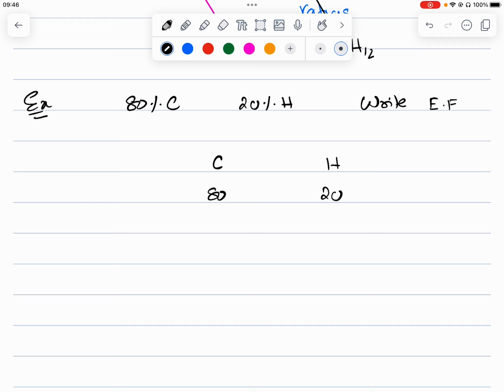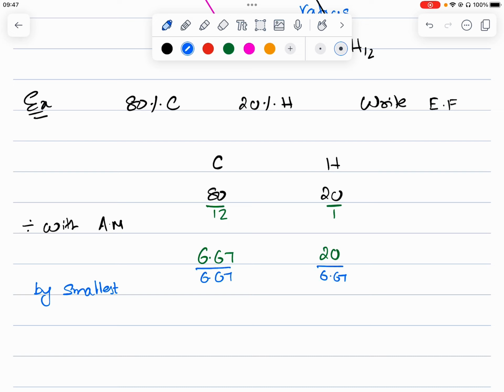Now I am going to divide with the atomic mass. So what is that atomic mass? For carbon it is 12, for hydrogen it is 1. How much do I get? 6.67 for carbon and 20 for hydrogen. Then what am I going to do? Divide by the smallest. What is the smallest over here? 6.67. So divide by 6.67. What do I get? 1 over here and 3 over here. So the ratio is going to be 1:3, which is CH3.